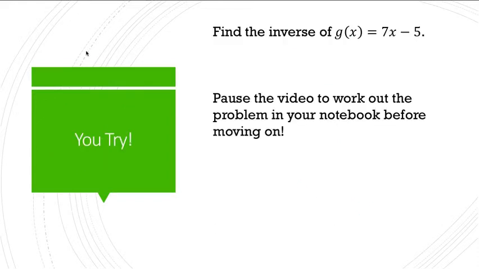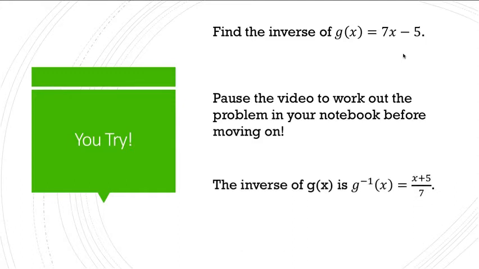So I want you to take a moment and work through this problem, finding the inverse of g of x equals 7x minus 5. So pause your video, work this out in your notebook before moving on, and in a moment I will pull up the correct answer, but make sure you've paused the video until you've worked it out. So you should have gotten that your g inverse of x is (x plus 5) divided by 7. If you didn't, pause here and ask a table partner to help you work through this.